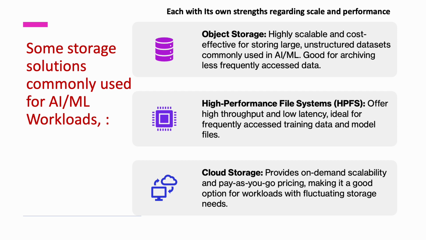So let's go through a summary of the storage solutions, each with its own strengths regarding scale and performance. We're covering three different types of storage. Object storage: highly scalable and cost effective for storing large unstructured datasets, commonly used in AI/ML, good for archiving less frequently accessed data.